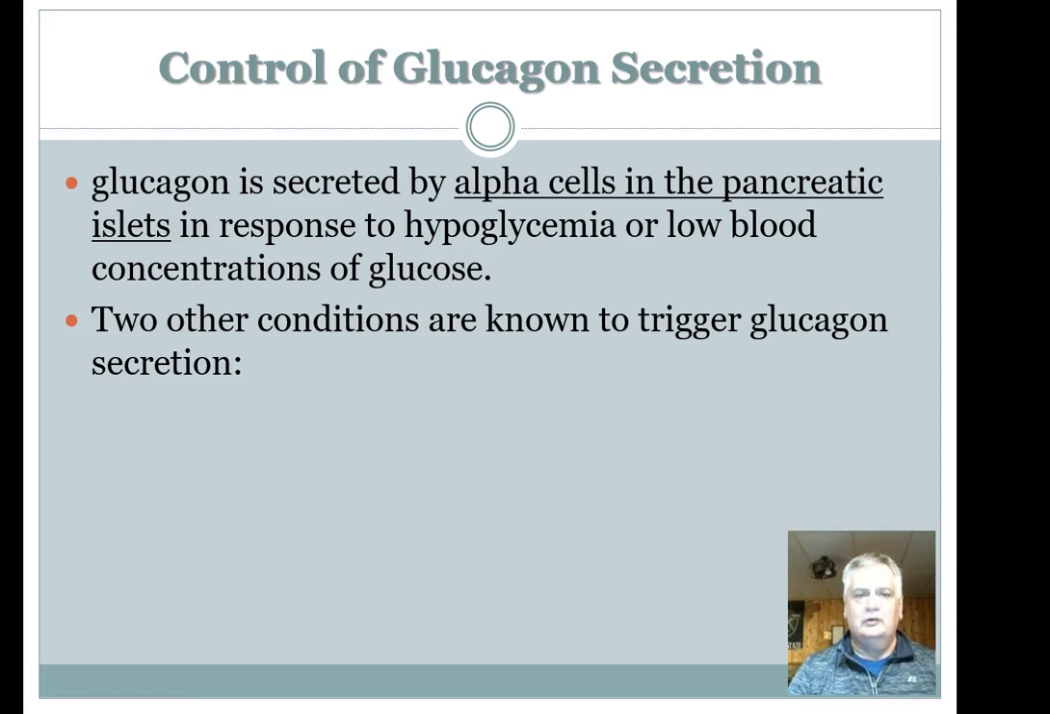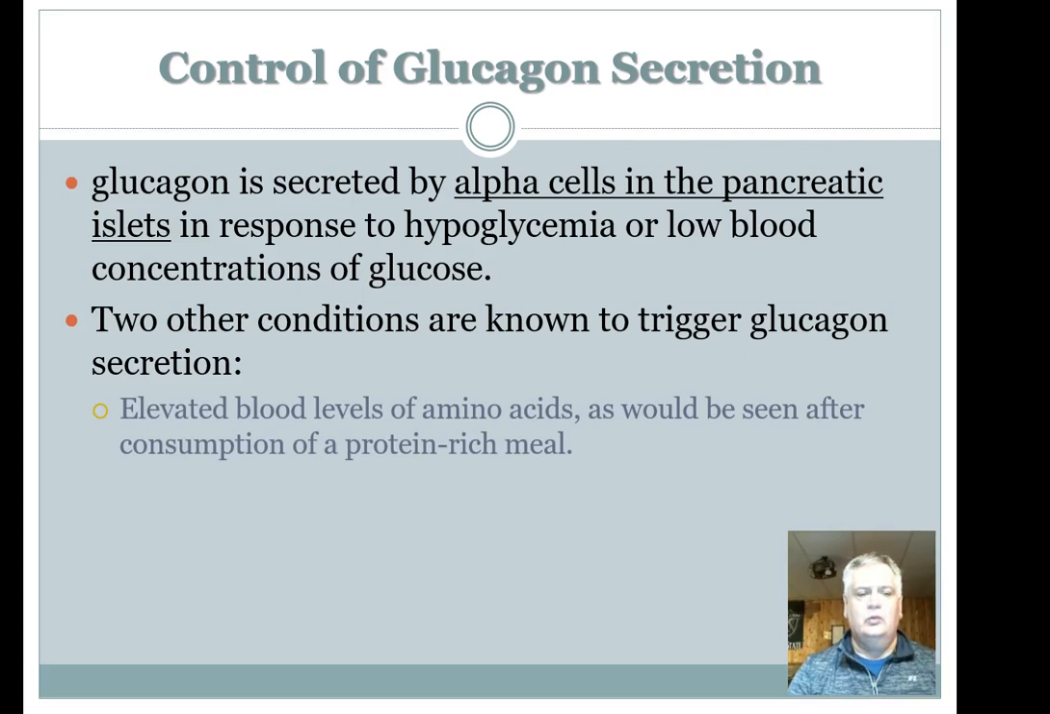Two other conditions, however, are also known to trigger glucagon secretion. One of them is elevated blood levels of amino acids, such as would be seen after the consumption of a protein-rich meal. So if you eat a meal that's high in protein, doesn't have much carbs in it, you may have to get more carbs back into your blood, and the high levels of amino acids will be transported into the liver. The liver will say, what do we do with these? Glucagon will say, well, we don't have as much glucose as we should, so let's convert some of these amino acids into glucose and then transport it back out into the blood.